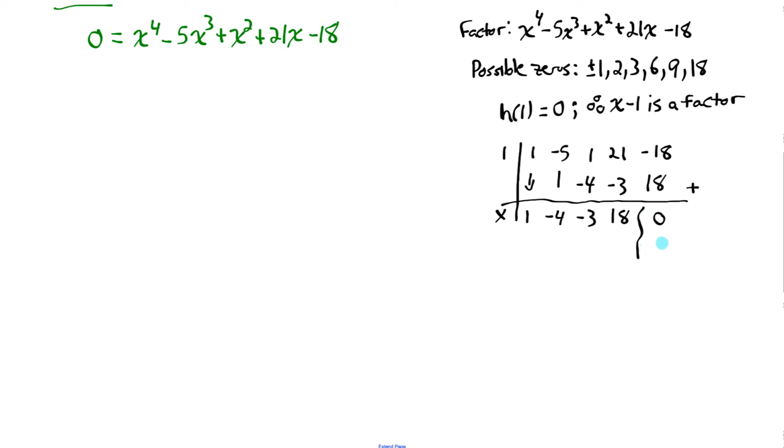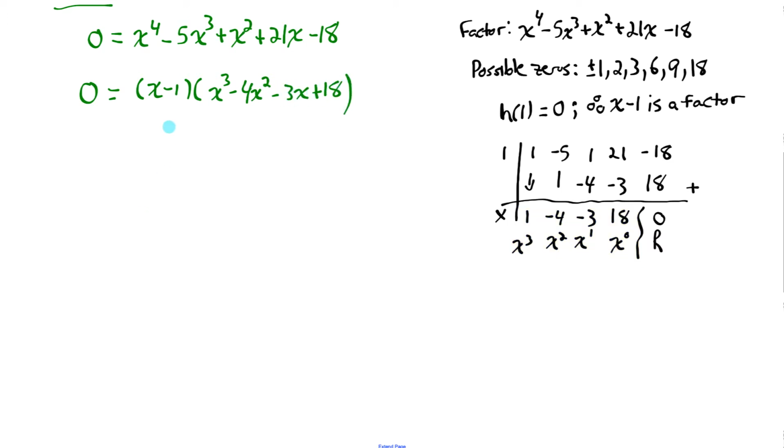And then what we have here is our quotient and the remainder. So these numbers here are the coefficients of the terms of my quotient. This is the coefficient of x to the 0, of x to the 1, of x to the 2, and of x to the 3. I can now split that polynomial into its divisor, x minus 1, times its quotient, x cubed minus 4x squared minus 3x plus 18. And now, because this second factor is degree 3, I need to try and factor that further.